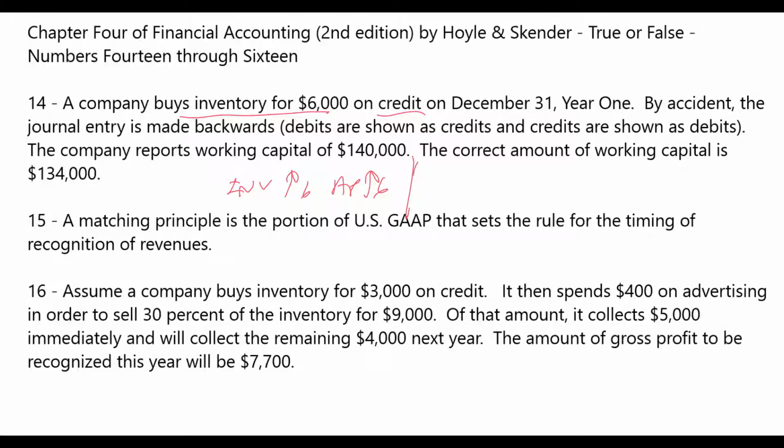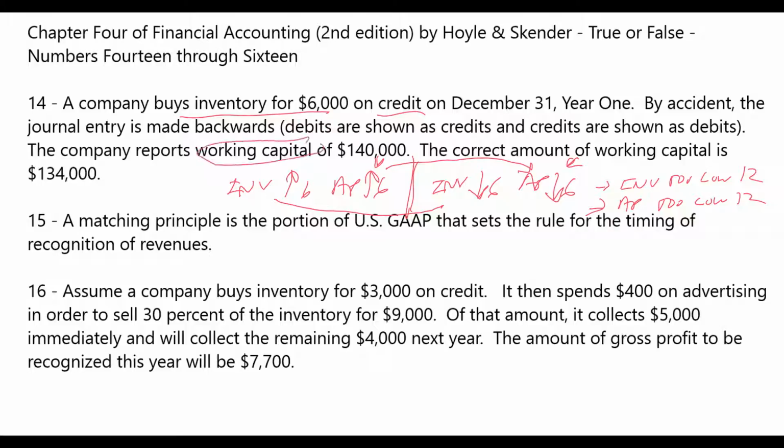They made the entry backwards. So what they did was they recorded the inventory going down by 6,000 and they recorded the account payable going down by 6,000. So you can see that the inventory is too low by $12,000 because they recorded it going down. But you can also see that the account payable is too low by $12,000. Instead of recording it going up, they recorded it going down. Inventory is too low, accounts payable is too low.